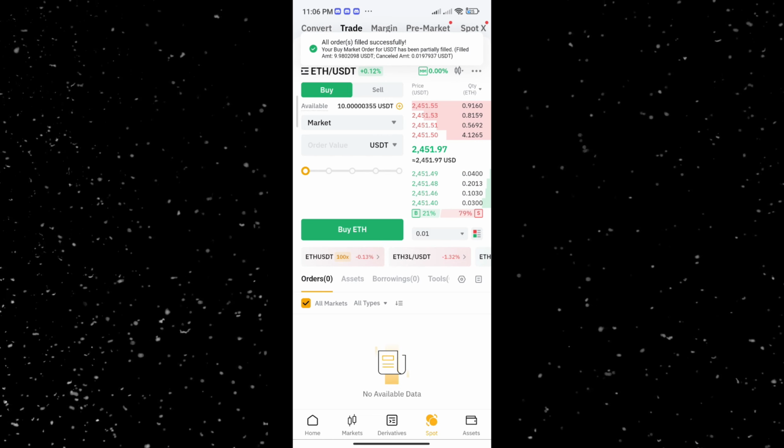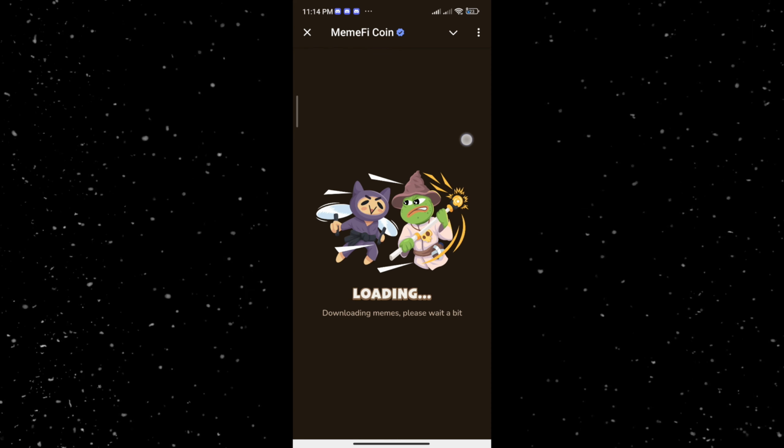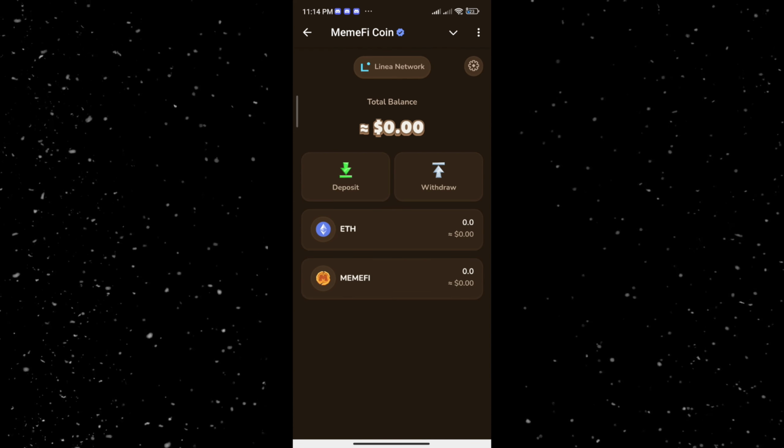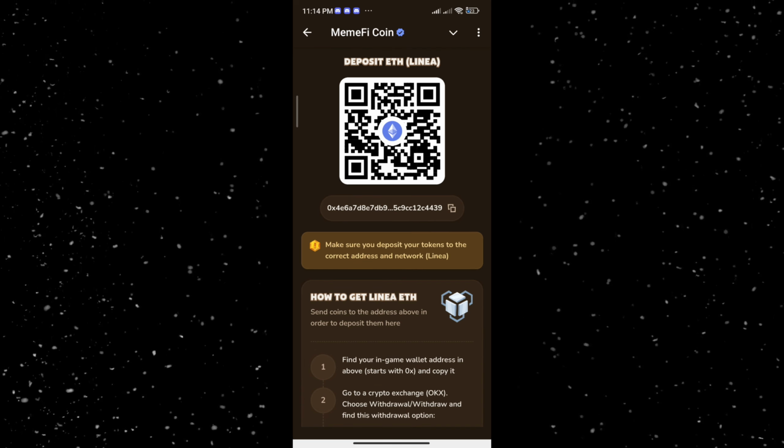Now that our Ethereum is ready, you'll only need about $2 to $3 worth of Ethereum to cover gas fees. Just a heads up, the transaction will cost about 0.0002 ETH for gas fees. Okay, now pop open the MemeFi mini app, go to the wallet section, and copy your Linea wallet address. Once you have that, head back to Bybit.